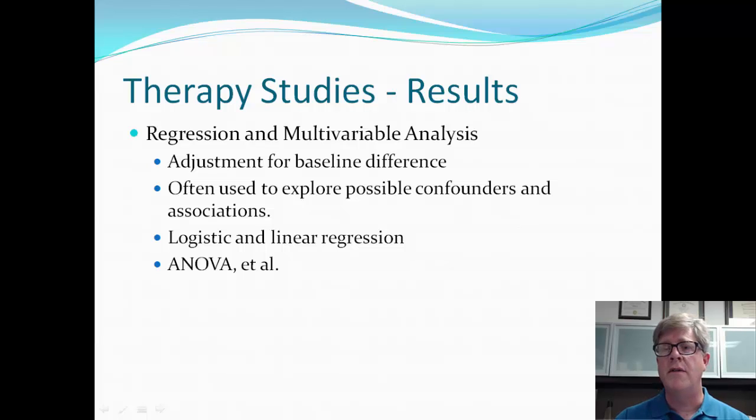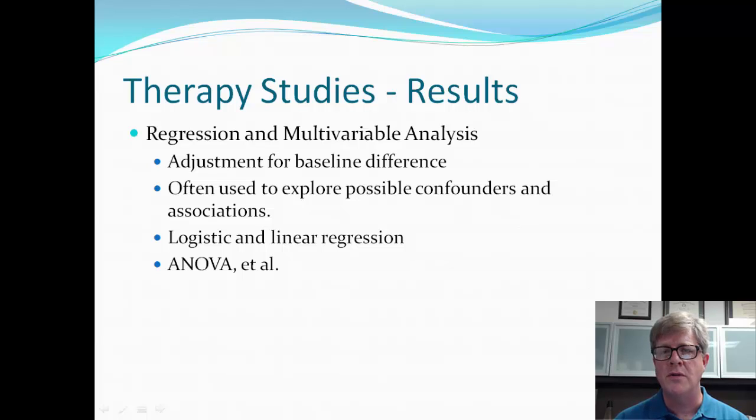So it may be that an intervention works well and you see a significant result, but you may have noticed that you had certain populations in there that you think might be doing better, and so that sort of information would come out with a regression analysis, and then set up the next study that can be used to look at that further. You'll see logistic and linear regression.